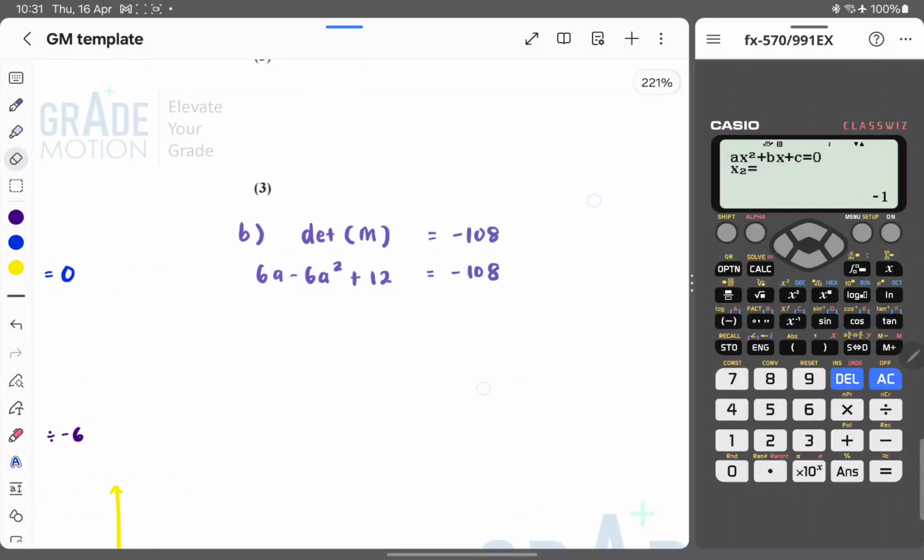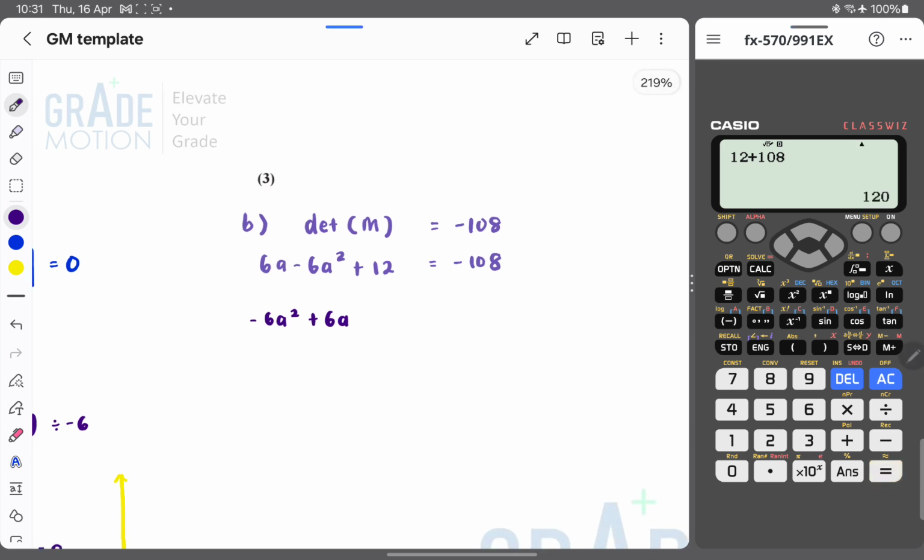There we go. So let's rearrange and simplify our quadratic. Here we have -6a squared plus 6a, then 12 plus 108, because we bring -108 to the left hand side. So it will become 120 equal to 0.